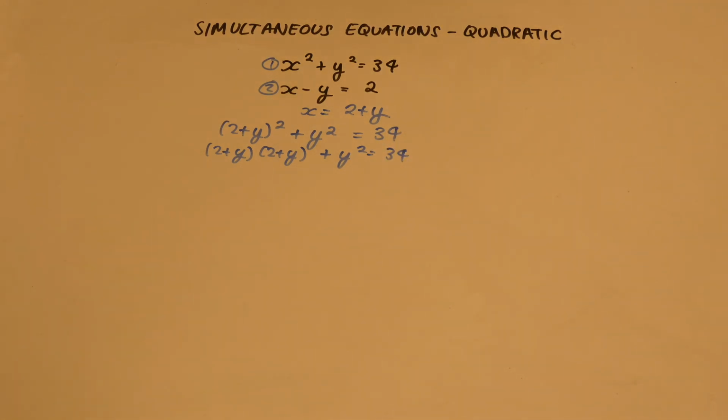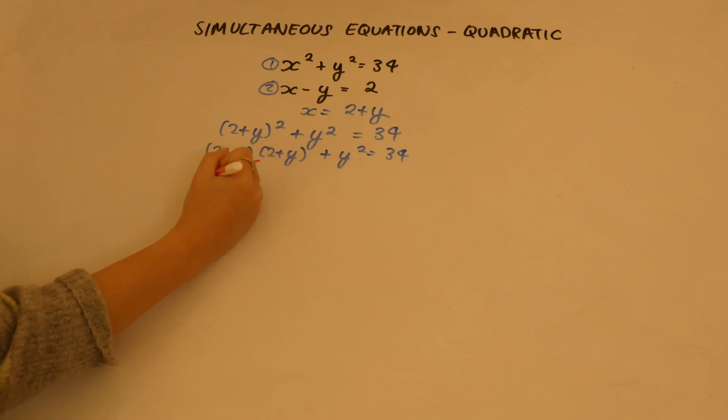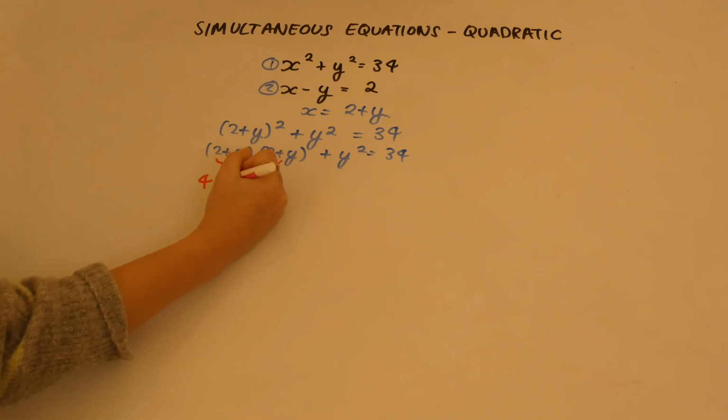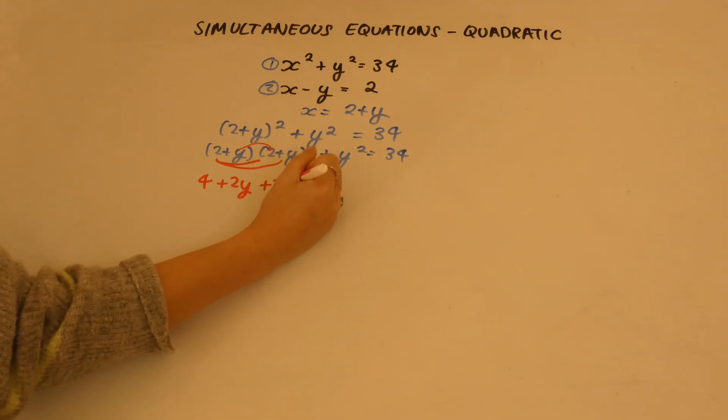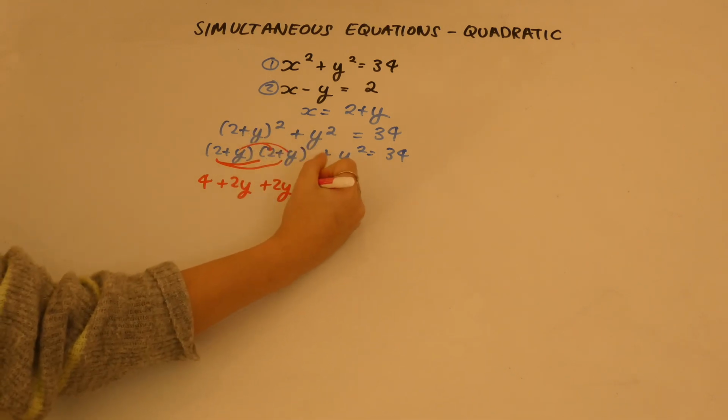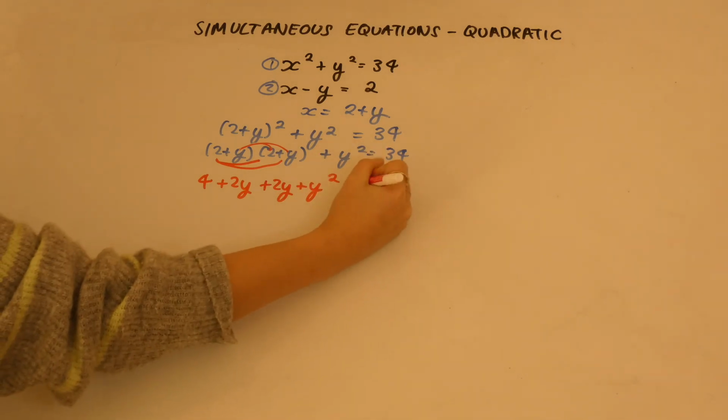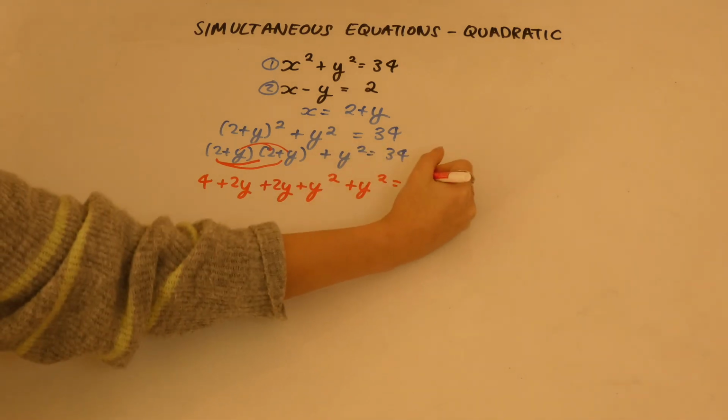So we've got 2 times by 2, which just gives us 4. We've then got 2 times by plus y, which gives us plus 2y. We've got y times by 2, which gives us plus 2y. And then y times by y, which gives us plus y squared. We've then got plus y squared equals 34.